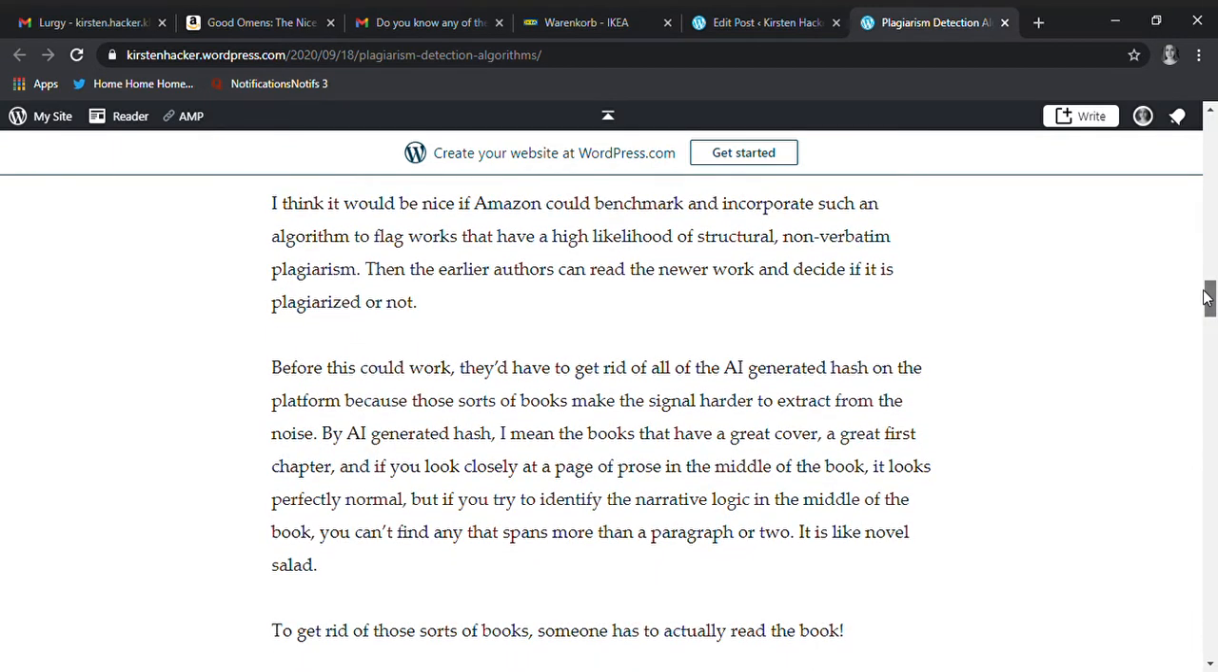I think it would be really nice if Amazon could benchmark and incorporate such an algorithm to flag works that have a high likelihood of structural, non-verbatim plagiarism. In that way, the earliest author can be notified and they can read the newer work and decide if it is plagiarized or not.